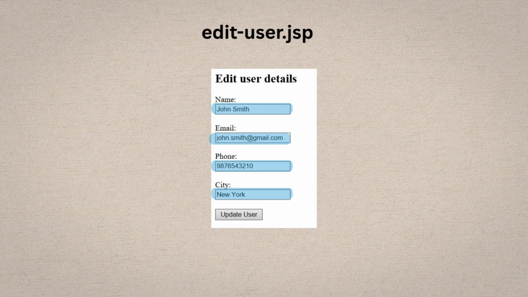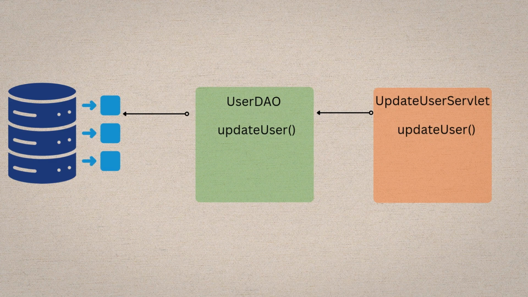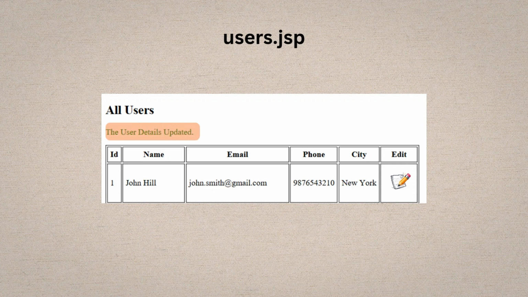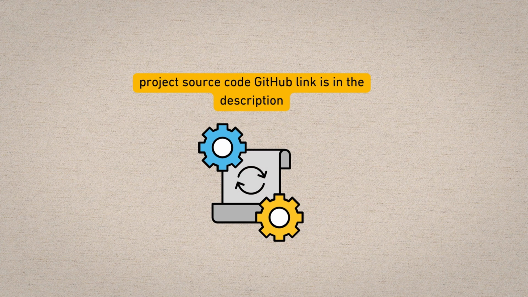After modifying the data and clicking update user, the form will send a post request to update user servlet. This servlet will invoke the update user method in the DAO layer, execute the SQL update statement, and return the update status. Finally, we will redirect back to user.jsp and display a one-time success message indicating whether the update operation was successful. The complete source code will be available on GitHub, and the repository link is provided in the description.